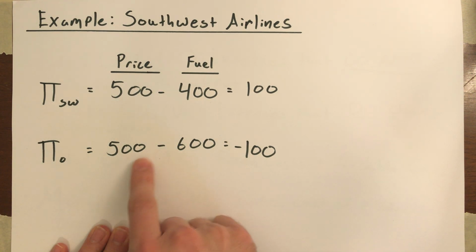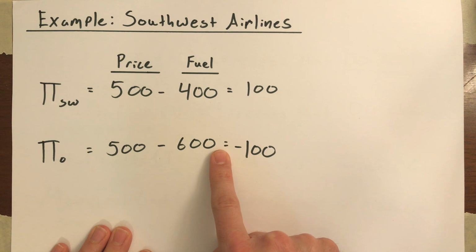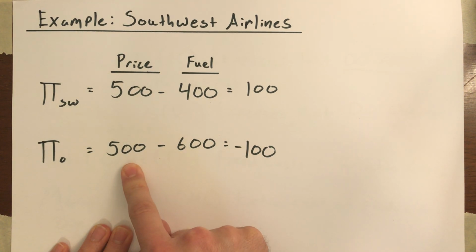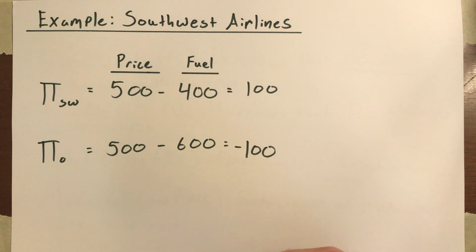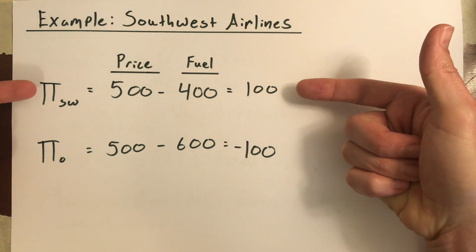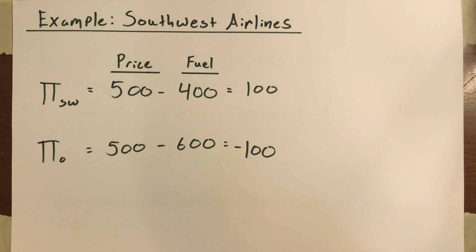Now, those other airlines can sell at the same price that Southwest can, but let's assume that their fuel price is $600 per passenger. Well, that's greater than the price of the ticket that they can sell. So their profit on that trip would be minus $100, or they would take a $100 loss per passenger. And so you could ask the question, should Southwest Airlines fly this route? And also, should the other airlines fly this route?